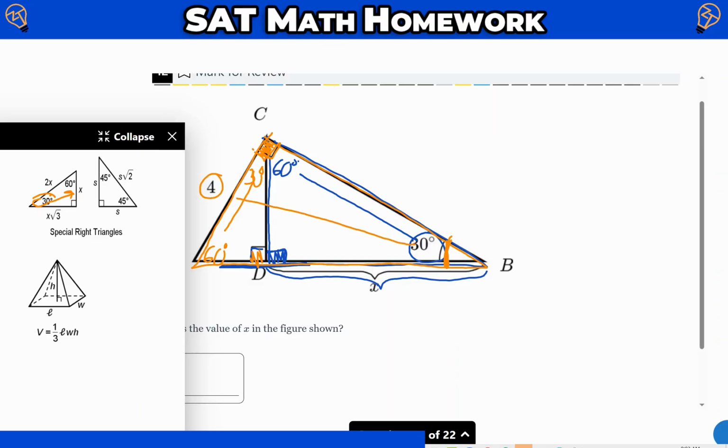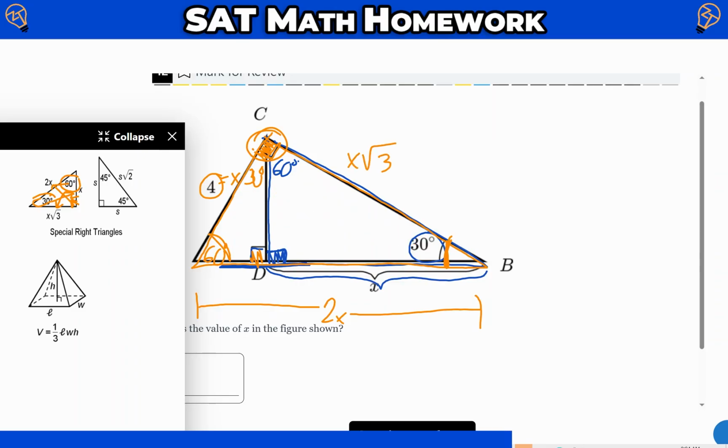So notice across from the 30, we could label that as X. Across from the 90, they say is 2X. So across from the 90, keep in mind, they already have an X down there. I'm gonna go ahead and label this overall side as 2X. Probably should have used a different variable because there already is an x, but we'll look over that. And then across from the 60, x root 3.